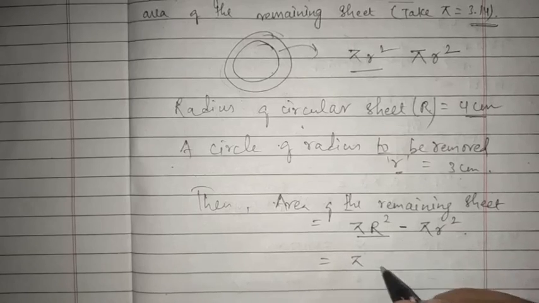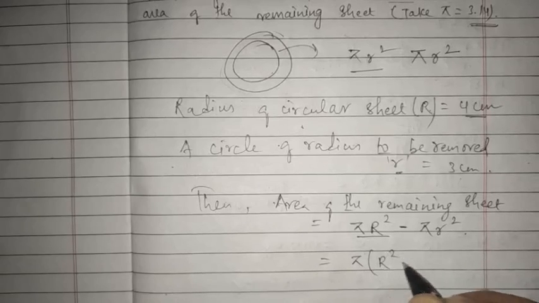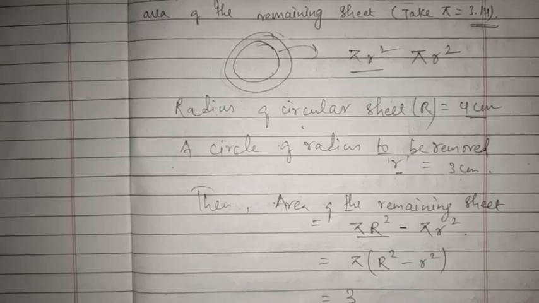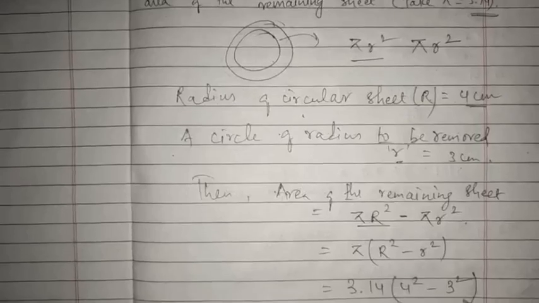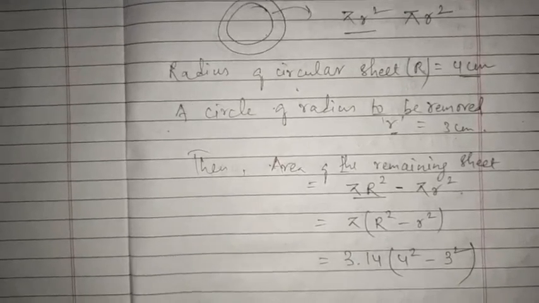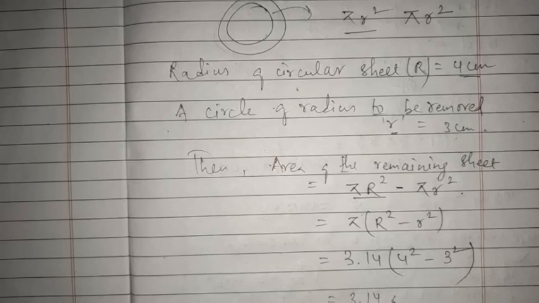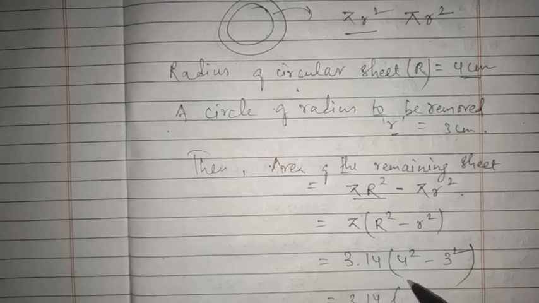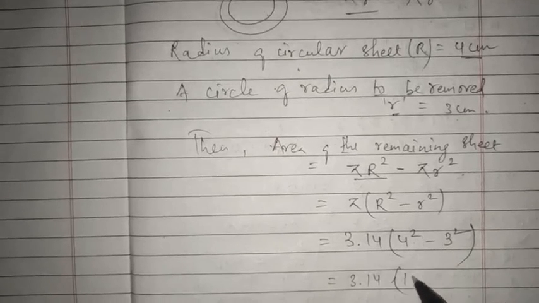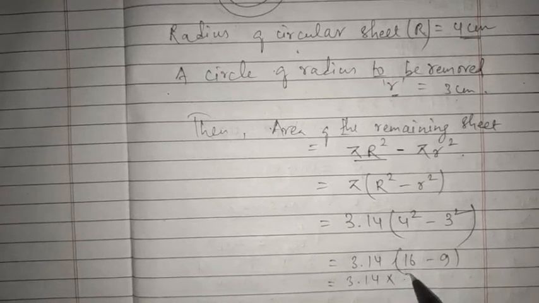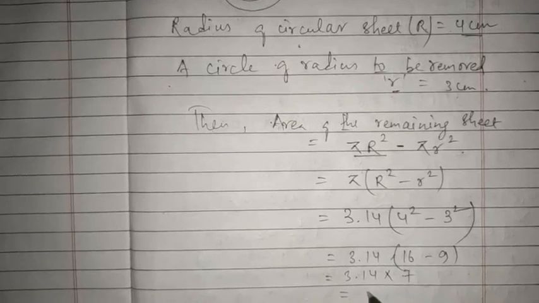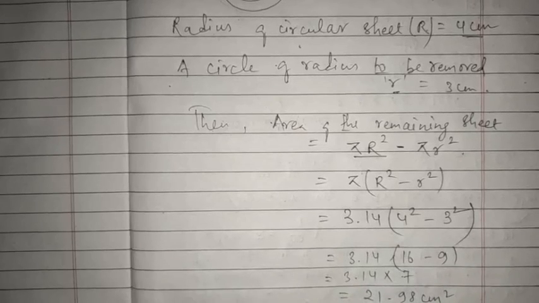So let us take out the common first. Pi times R square minus r square. The pi value is 3.14. What is the value of r? It is 4 square minus 3 square, right? Let us keep this in a bracket. 4 4s are 16, minus 3 3s are 9, which will be 3.14 into 7. 16 minus 9 is 7. When you multiply this, you'll get 21.98 centimeter square. So this is the area of the remaining sheet.